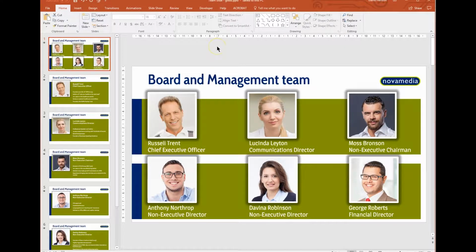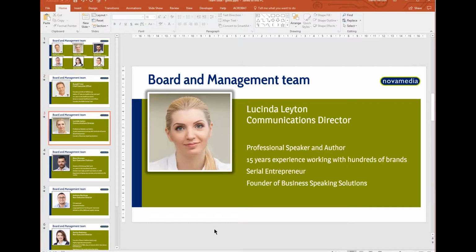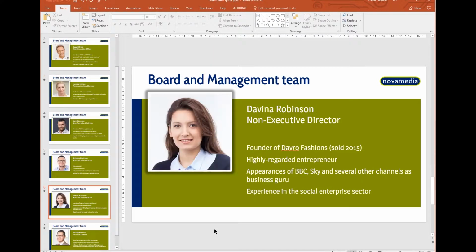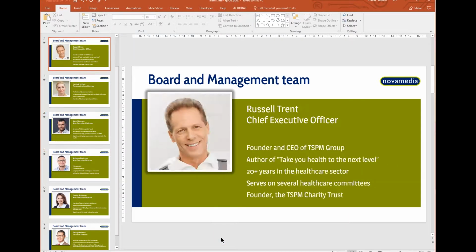So this is the revised slide, and you can see what we've done here is we've produced a slide with bigger pictures, just the names and the job titles on the picture. The design is much nicer. It's got the corporate colours from the logo in it, a nice clean professional typeface. And then what we've done is we've produced a set of slides, one of each of the board members. So a slide for Russell, a slide for Lucinda, and so on. And the pictures on these come up bigger, and then the biogs appear underneath the name and the job title.